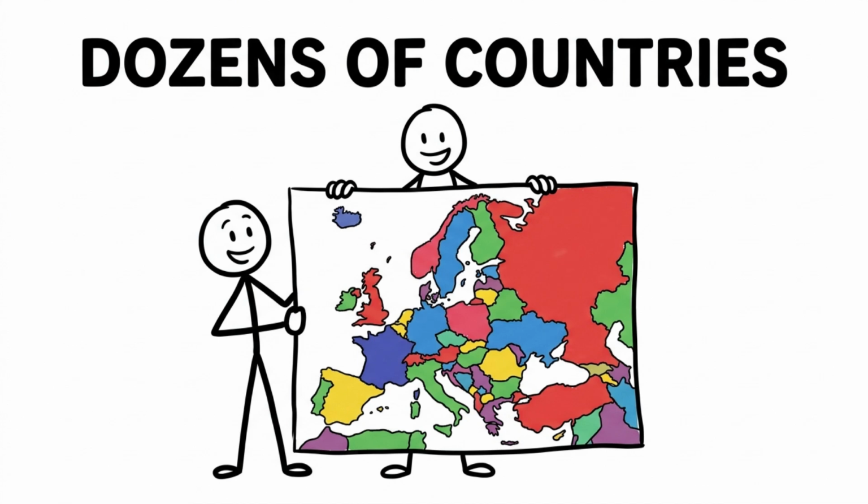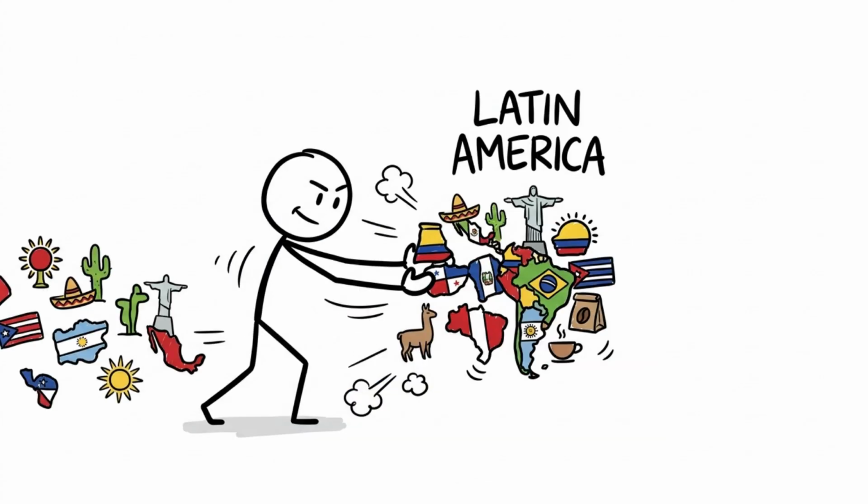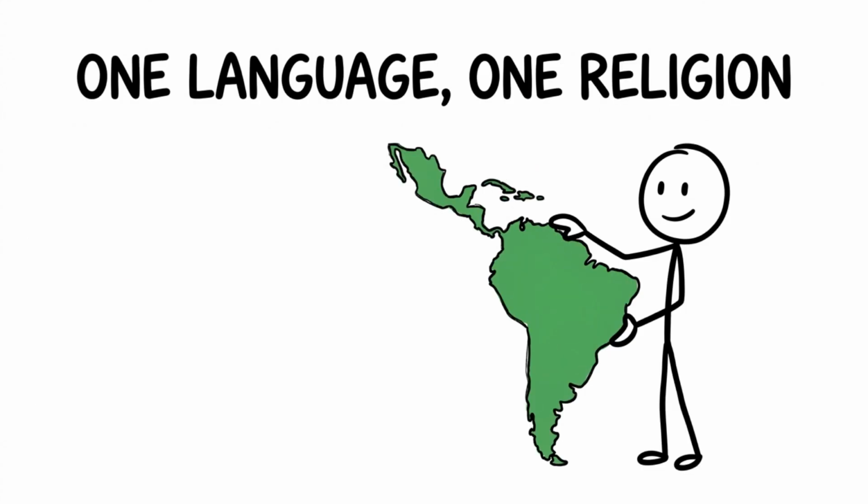You open a map of Europe, dozens of countries, tiny borders everywhere. Then you open a map of Latin America. One language family stretches across almost the entire continent. One religion, one colonial ruler for most of it. And yet, somehow you are looking at 20 different countries instead of one giant nation.